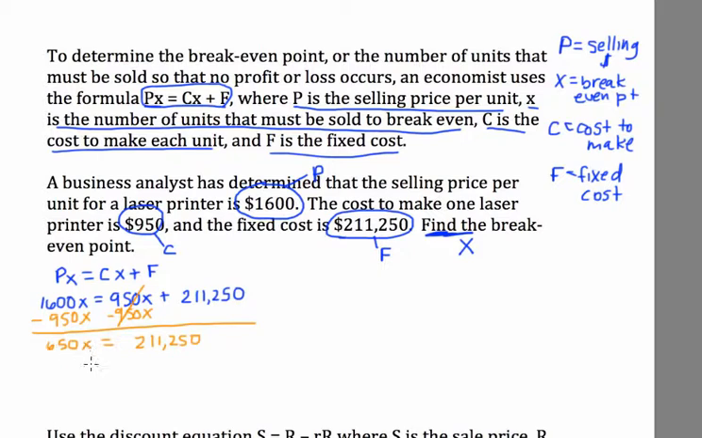So now I can just skip right to my solving steps. I want to undo what's been done to the x, so I want to undo multiplying by 650, so I'll divide by 650 on both sides. Again, please use a calculator to do this. It'll take a lot of time to do that division problem. You get 325. So the break-even point is 325. If they sell 325 of these, they will break even. Anything over 325, they will make a profit.